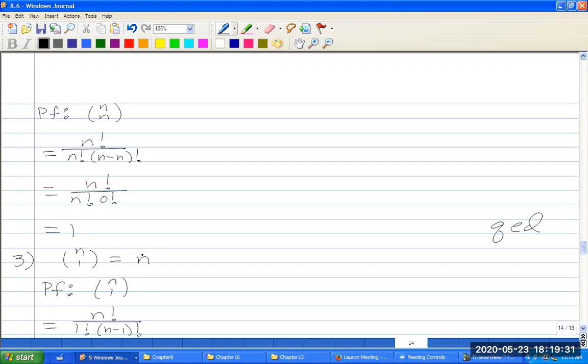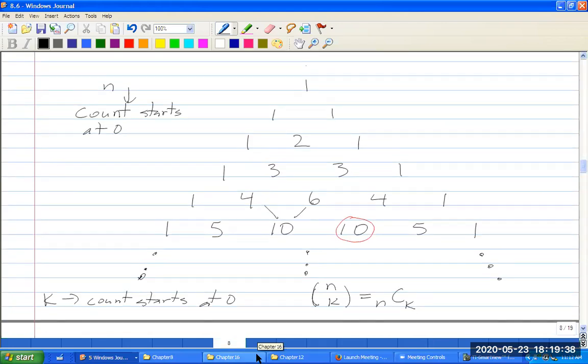nC1 is equal to n. And so that says that this is n. So notice 0, 1, 2, 3, 4, 5. This always tells you the row you're in, except of course the first one where it's blank. But this always tells you the row you're in. So this guy here. Of course, by symmetry, it's also the other side. But okay, so let's show that.